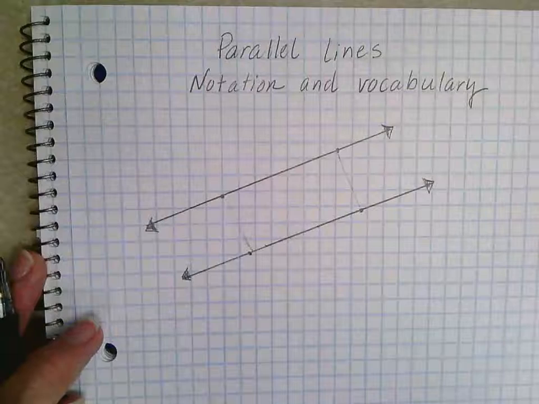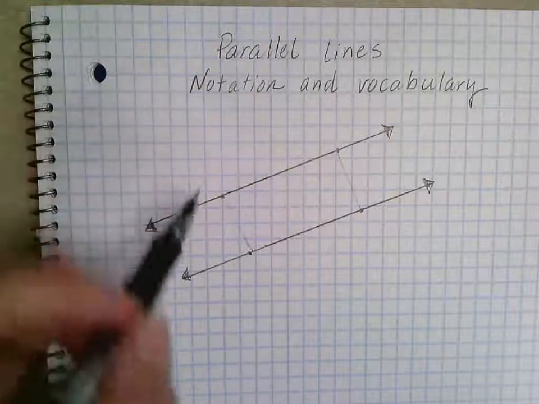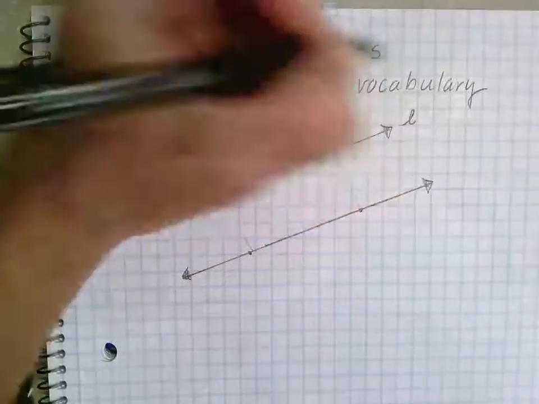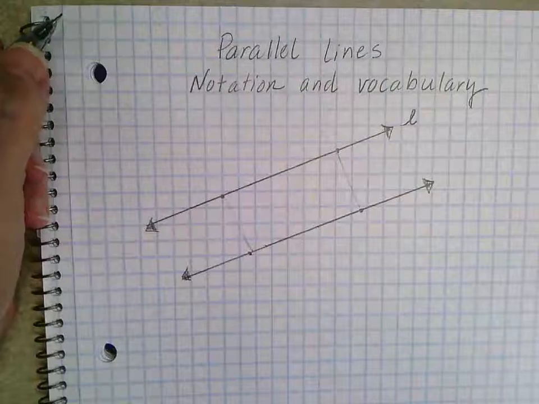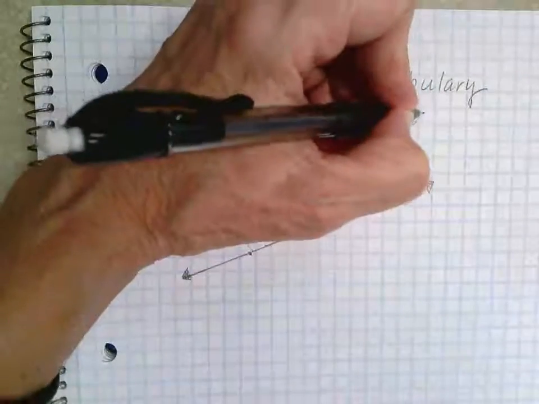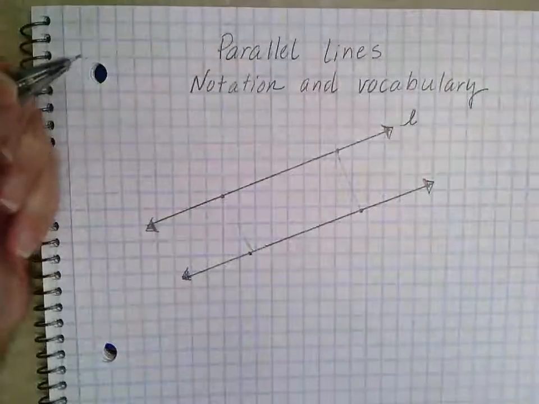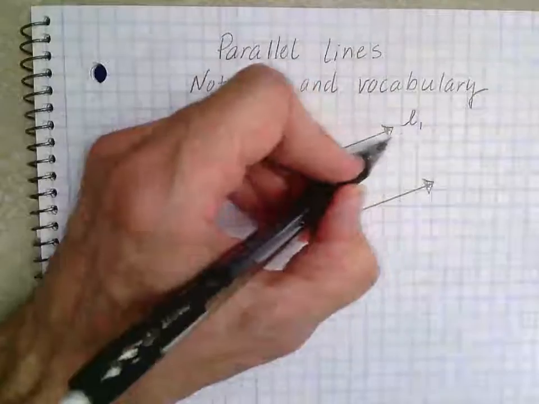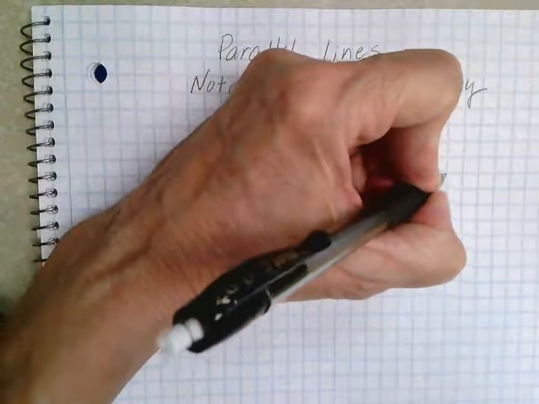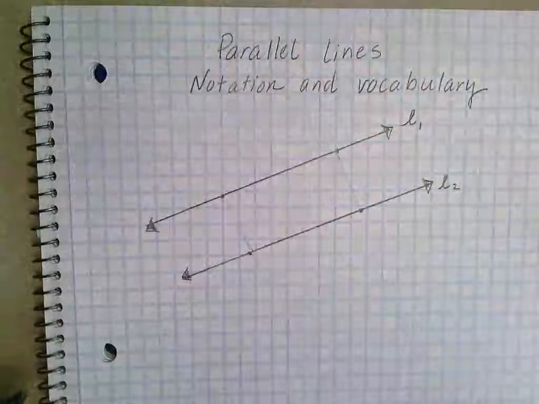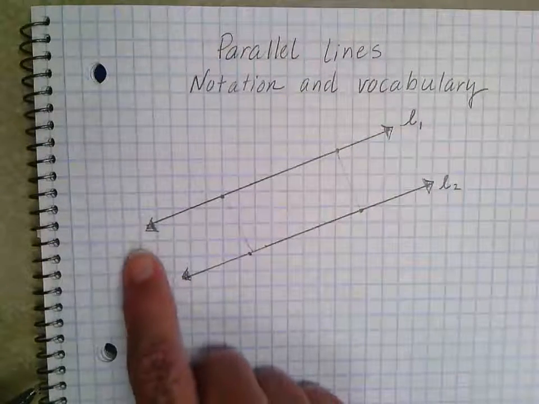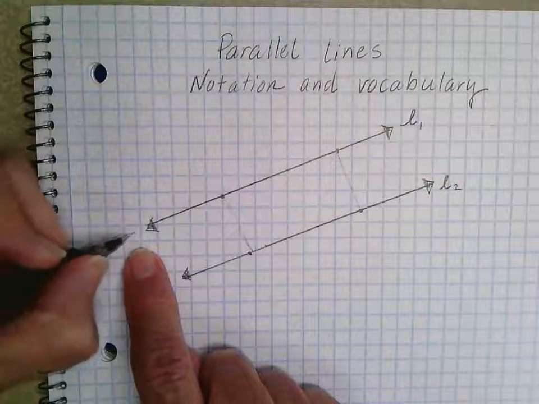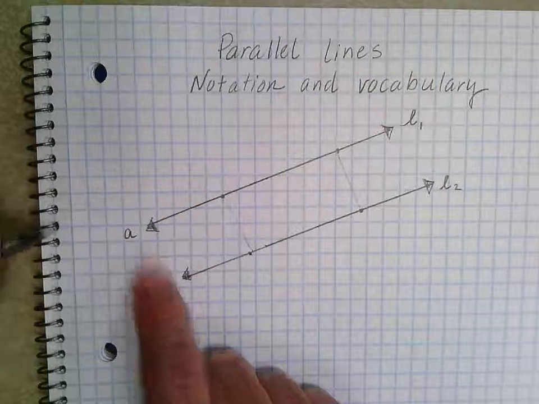Parallel lines oftentimes are identified by a cursive L, meaning line, and then a number. Sometimes the number is large, sometimes it is subscript. So this would be line 1, and this would be line 2. Sometimes it might be a letter, and again, most often it's going to be lowercase, and often it could be cursive.